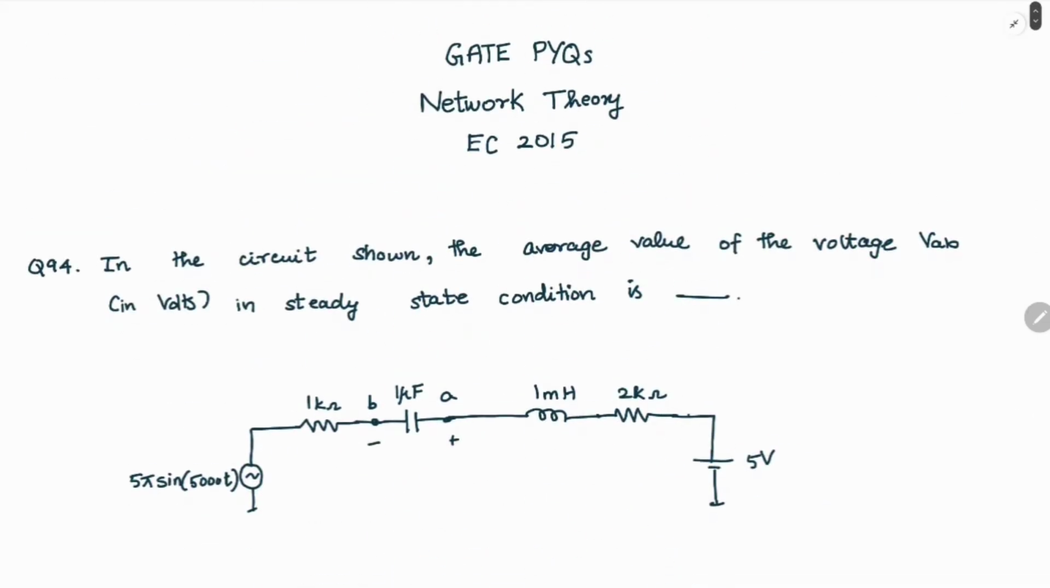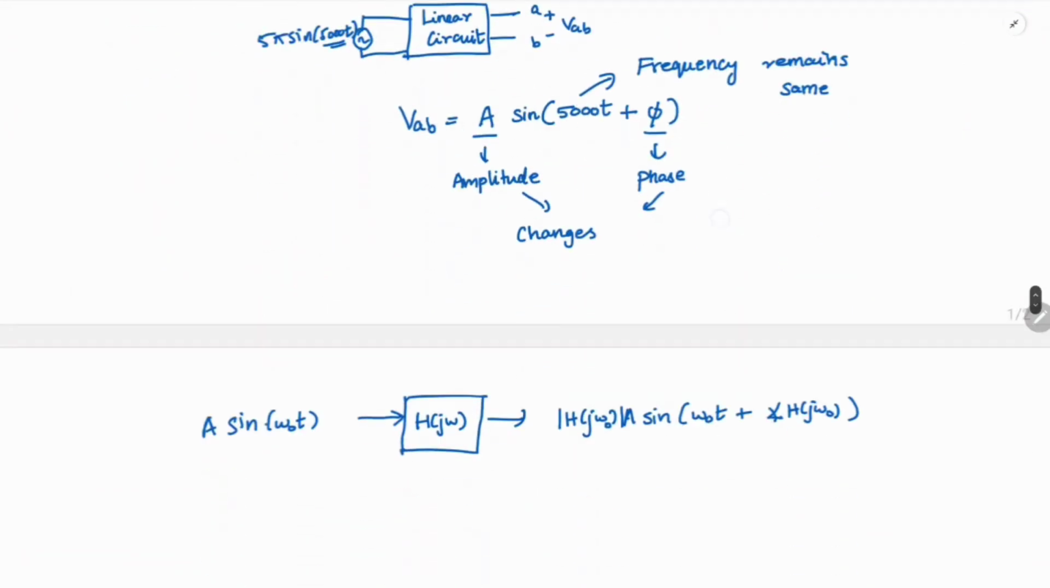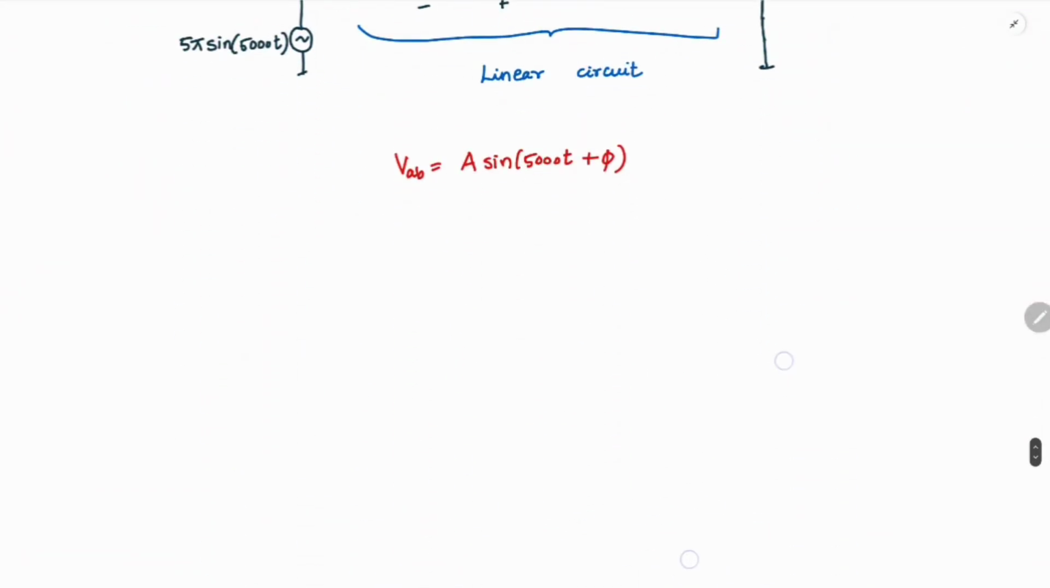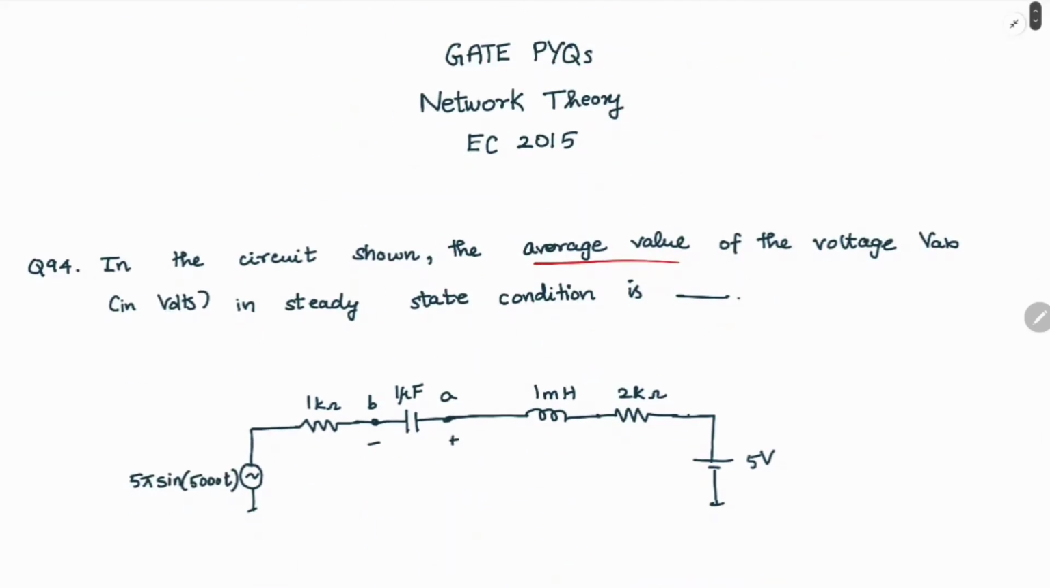Now they are only asking for the average value. So what is the average value of a sine with any phase shift and amplitude scaling? It's going to be equal to 0, right? VAB average is nothing but the integral over one time period of A sine of 5000 t plus phi dt. This is going to be equal to 0 because a sine over a single period is equal to 0. So using superposition, your VAB average is equal to 5 volts plus 0 volts, which is finally equal to 5 volts. So it is very simple.